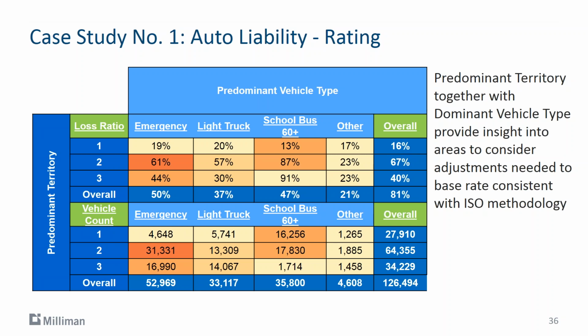And what you can see here, this table provides an overview of the results, with loss ratios being the bars on the top and the vehicle counts being on the bottom. And what you can see is that, certainly for some territories, there is a differentiation in emergency versus school bus versus light truck vehicles. So it suggests that there is insight here, and that the pool could consider adjustments to their base rate to define the vehicle type. And that would be consistent with ISO methodology.